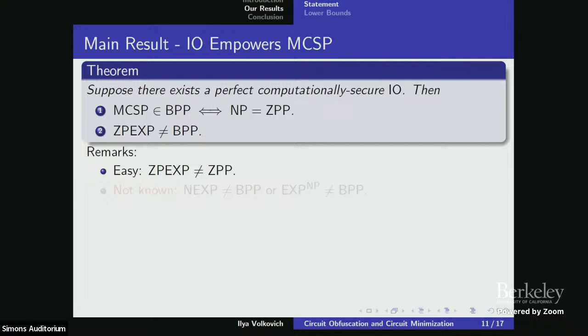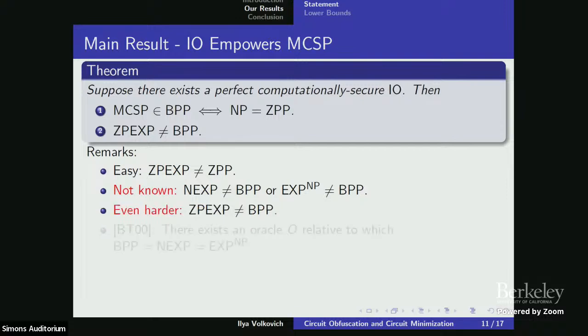Now, if you start turning the heat a little bit, we don't know how to separate NEXP from BPP, or even more so, X to the NP from BPP. This is a bigger class, a superclass. We don't know how to separate NEXP from BPP, and even more so, we don't know how to separate ZPX from BPP. ZPX is a subclass of X. So this is an open problem which is lying around.